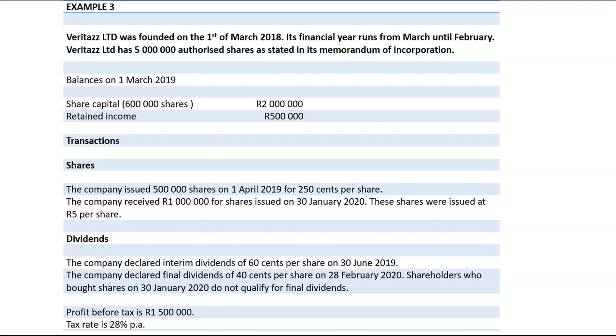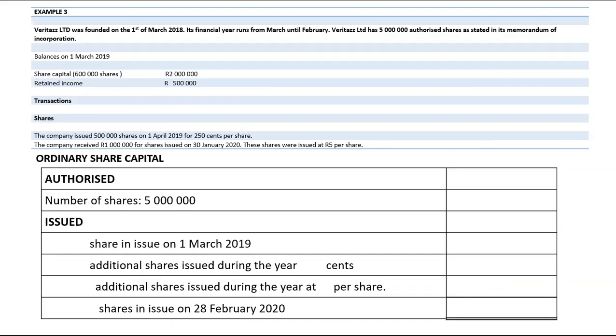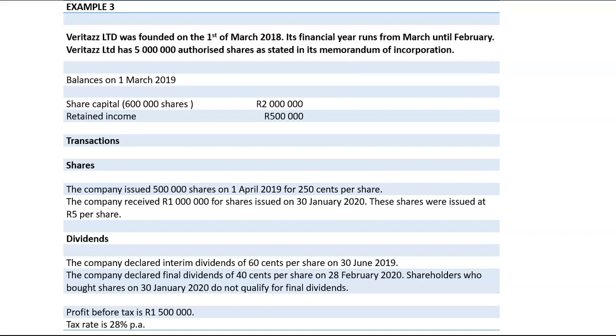The company issued 500,000 shares on the 1st of April 2019 for 250 cents per share. Please note that that information will be recorded in my ordinary share capital. I will start with authorized, obviously, but I will start with that 600,000. And the share capital from that 600,000 was 2 million because that is the beginning of the financial year. Then we issued 500,000 shares in April, and that increases our share capital. And they gave you the share price, which was 250 cents.